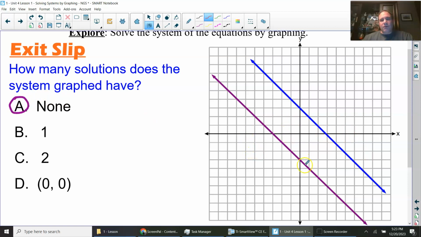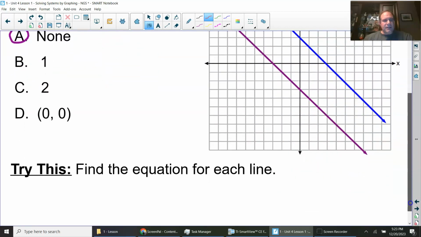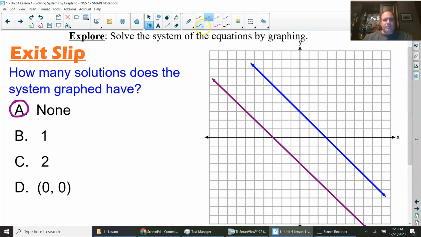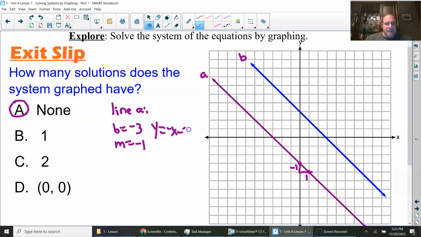And again, the fast finisher says to find the equation of each line, so the blue line right here, this line I'm going to label A, and this line I'll label B. Line A would have a b of negative 3, and an m, I'm just going to pick another point, and here's another point, goes down and to the right, negative 1 and 1, that is a negative 1 slope. The equation for that line is y equals negative x minus 3.